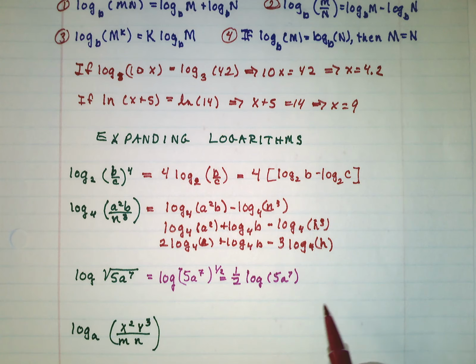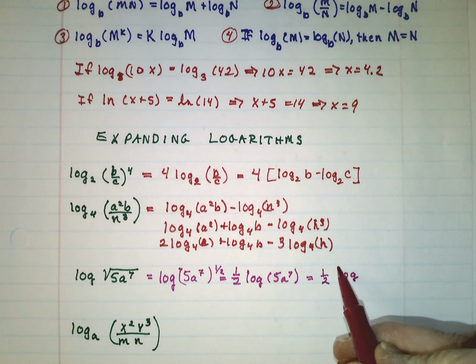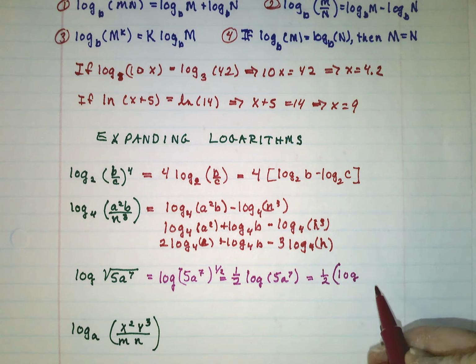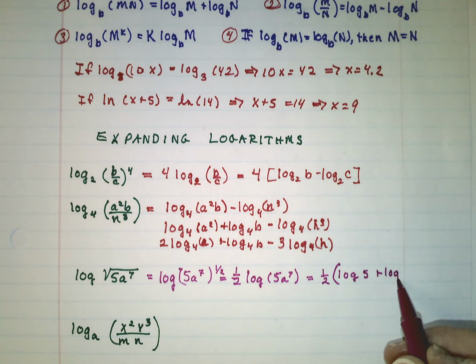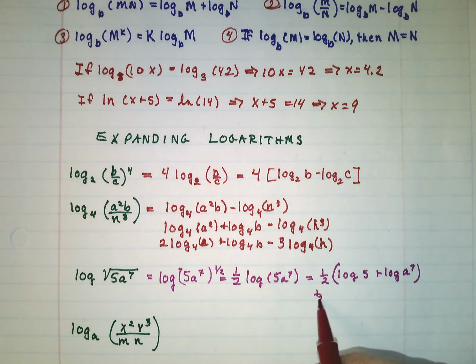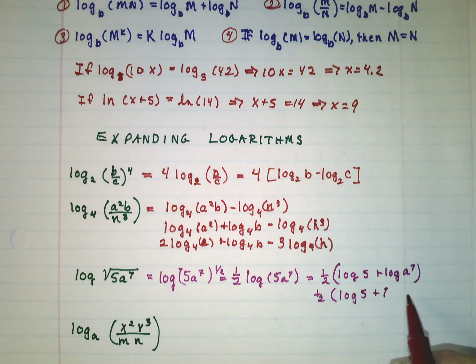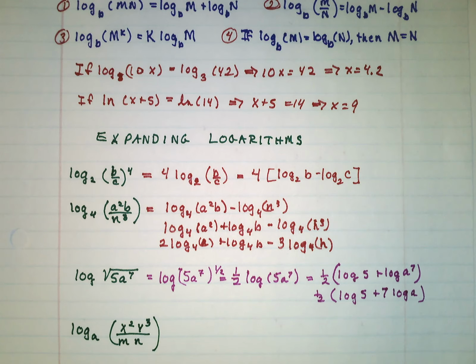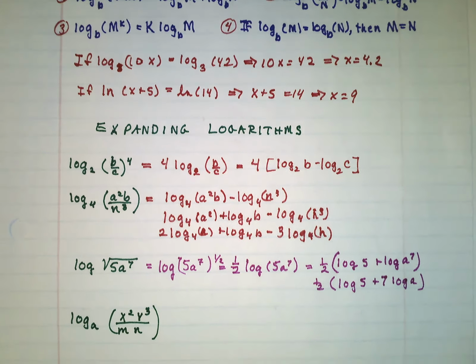So we have 1/2 times the log of, and we're going to put 1/2 with parentheses here, log of 5 plus the log of a to the 7th. But now, because this is an exponent of something raised to a power, on that single term, we can rewrite it as multiplication, 7 times log of a. And that's definitely stretched out.